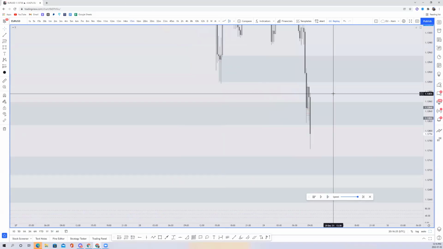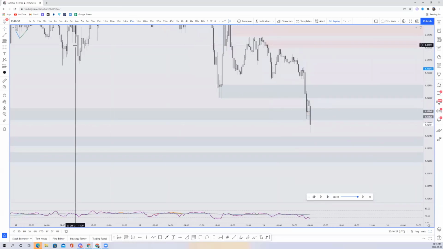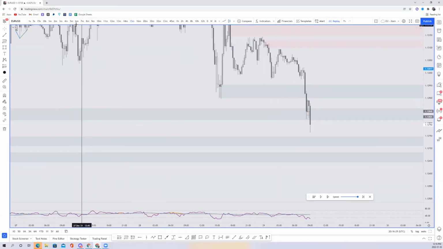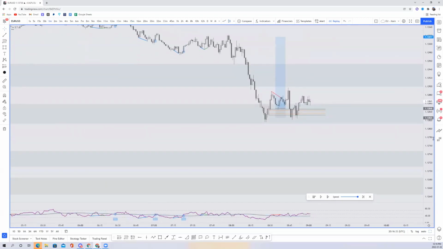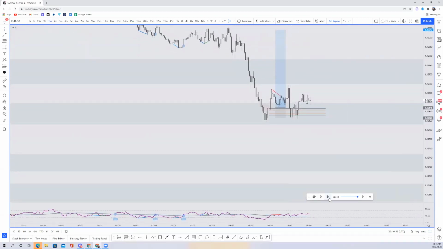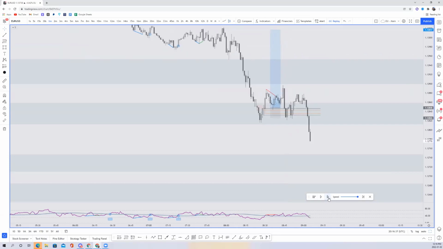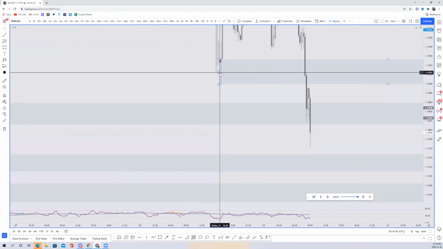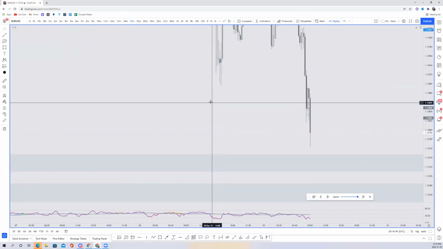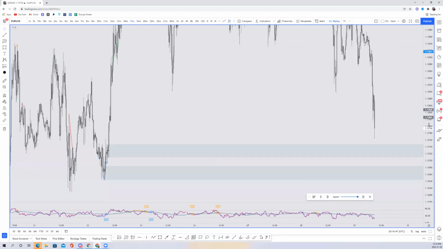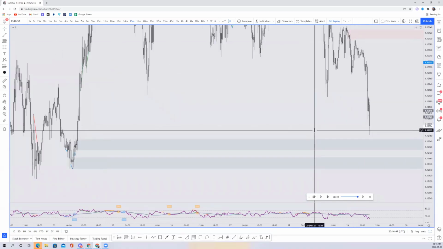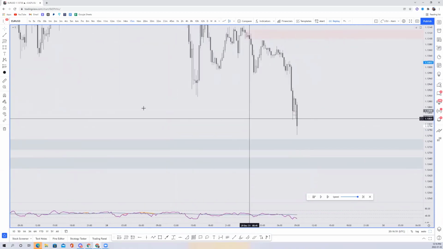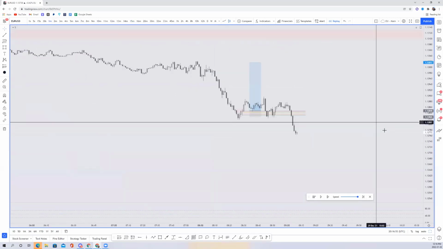And speaking of 15 minute, so we're still coming down. So we obviously came right through that with a lot of momentum. Let's just get rid of a couple of these. And we're still coming down. So we'll just wait to see where that stops.